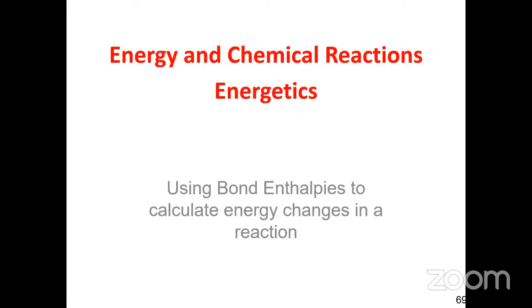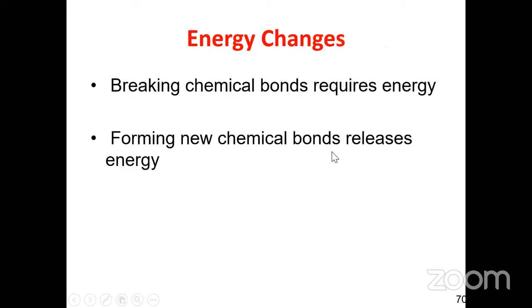So now, energy and chemical reactions, energetics. Using bond enthalpies to calculate energy changes in reactions. What you have to note is that breaking chemical bonds requires energy. You need to put in energy to break chemical bonds. But forming new chemical bonds releases energy. Forming releases energy, which means it is exothermic. Breaking requires energy, you have to put in energy. That's endothermic.